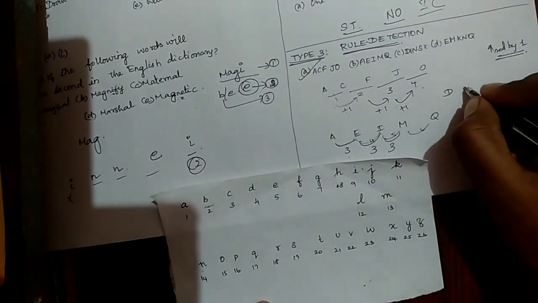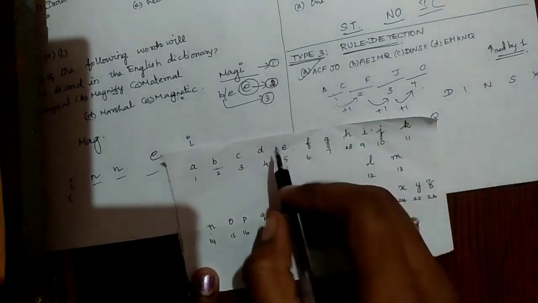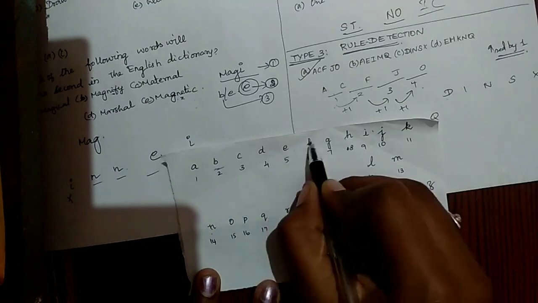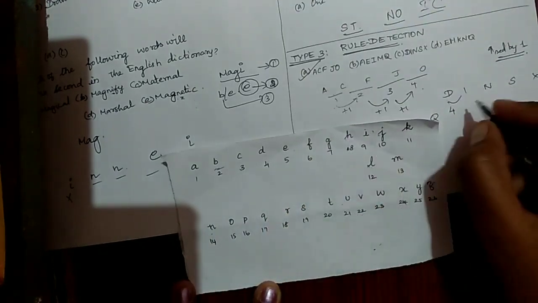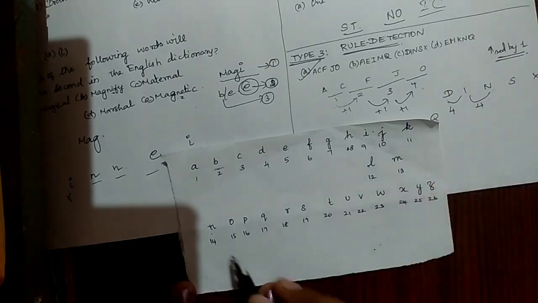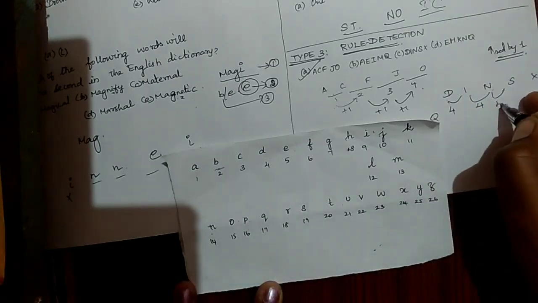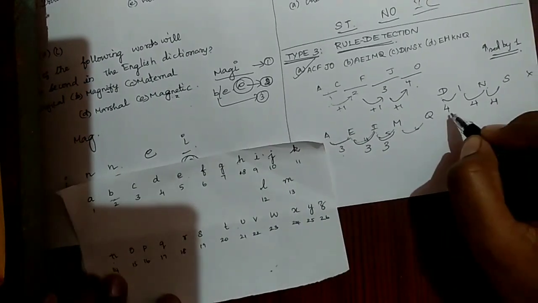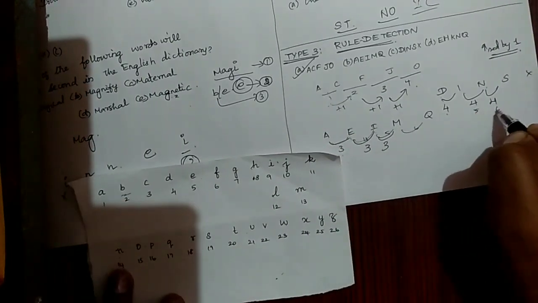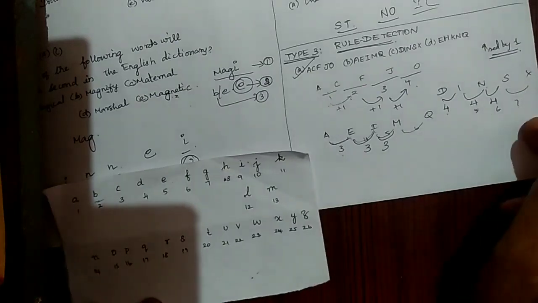Okay, let's check option C. D, I, N, S and X. Between D and I we have 1, 2, 3, 4. We have 4. Between I and N, 1, 2, 3, 4. We have 4. Between N and S, 1, 2, 3, 4. We have the same 4. So in this option we have the same interval of 4. It should be 4, then 5, then 6, then 7, right? But all these are 4.